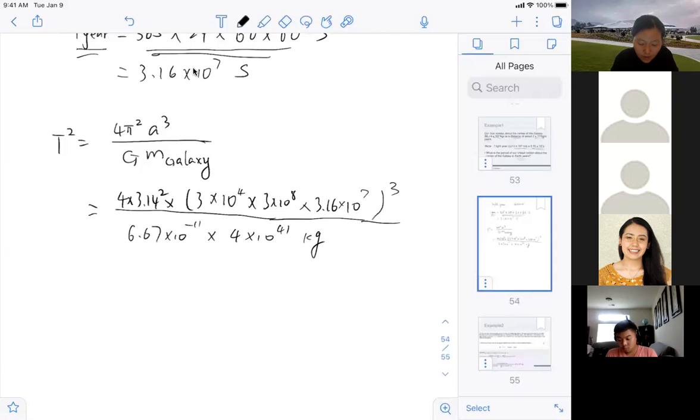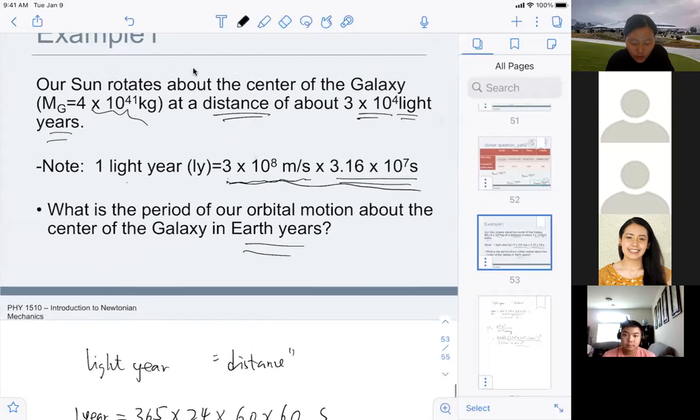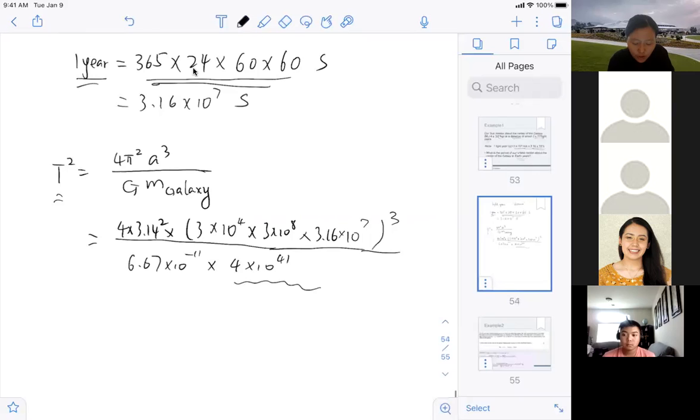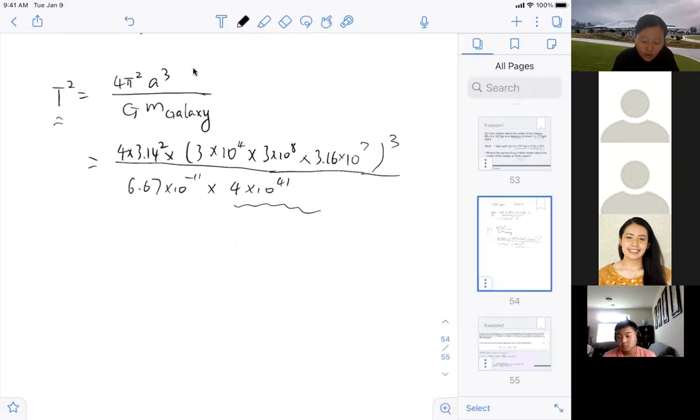And this is in meters. So if everything is in SI units, you can choose not to put your unit here because you know that it's going to give you the correct unit of seconds for time. All right, so at this point, what would you do? You can see, well, that's too much going on. How do I enter this into my calculator?